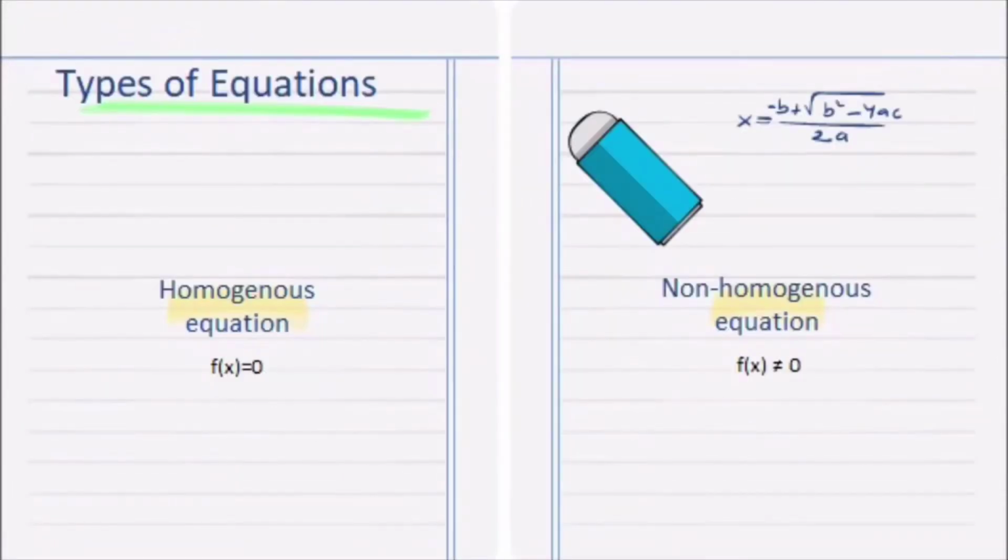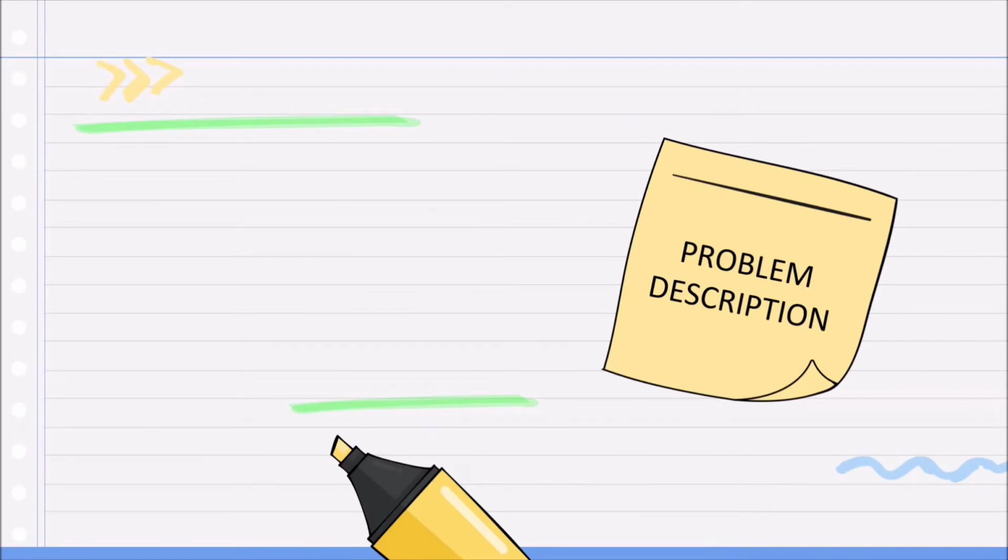There are two types of equations that can be found: a homogeneous equation, where f(x) equals 0, and a non-homogeneous equation, where f(x) is not equal to 0. In this project, a non-homogeneous equation is used to find the solution to the charge on the capacitor over time. Next, I will present the problem description.